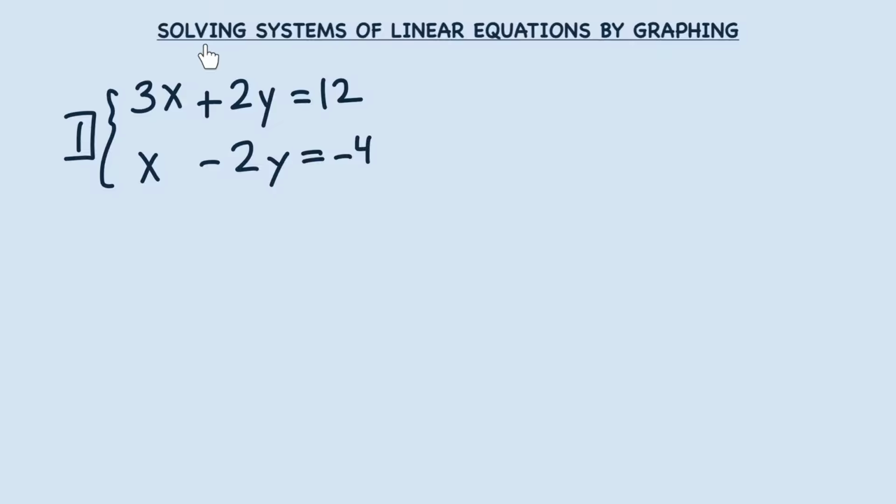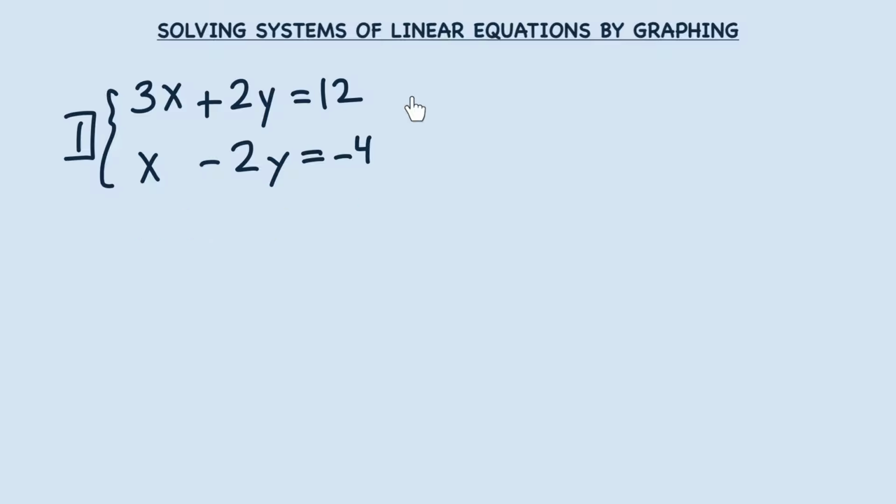In this video, we'll learn how to solve systems of linear equations by graphing. Let us look at the first example: 3x + 2y = 12, x - 2y = -4. The first thing you will notice about these two equations is that they are given in standard form, which is ax + by = c.